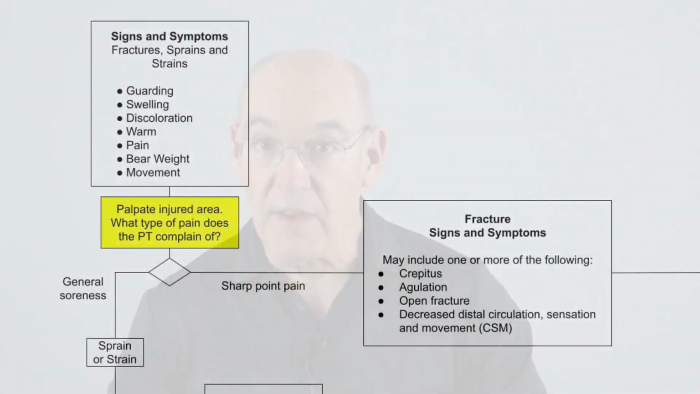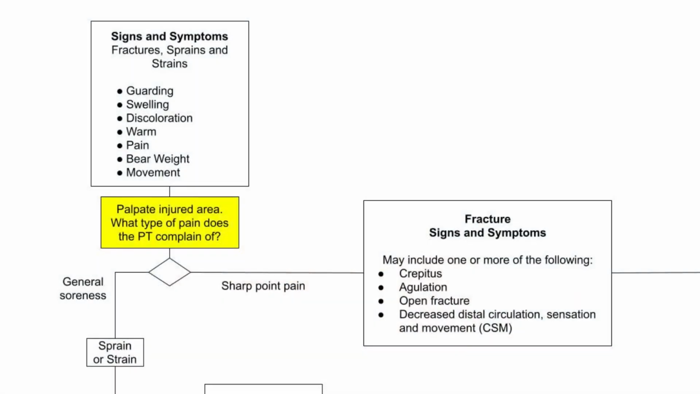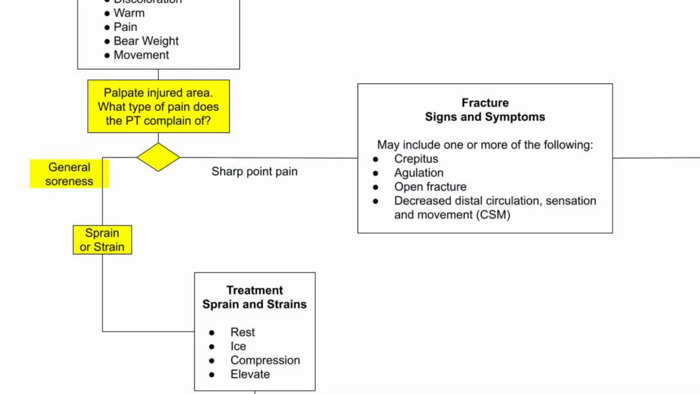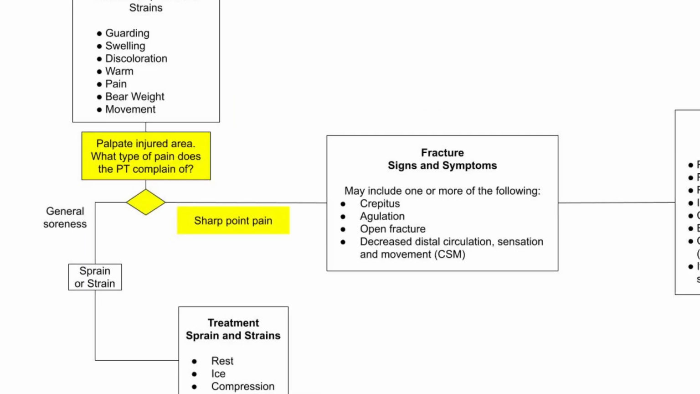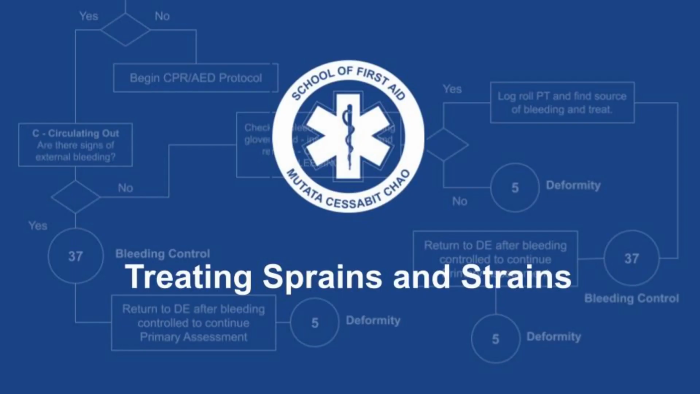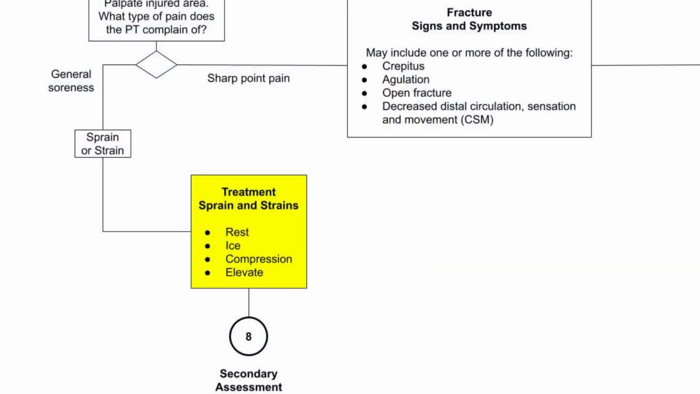Now, accurately assessing the injury is crucial. Through observation, patient feedback, and palpation, we distinguish between the generalized soreness of strains and sprains and the localized sharp pain of fractures. Treating sprains, strains, and fractures.